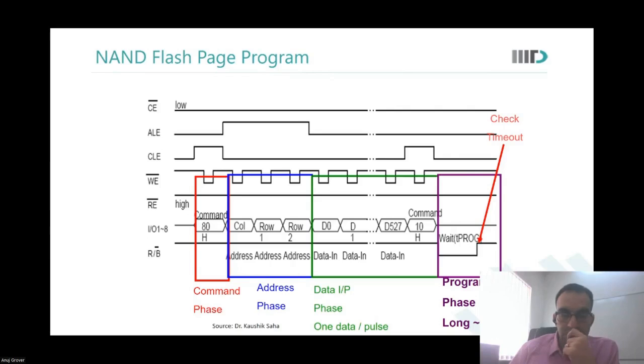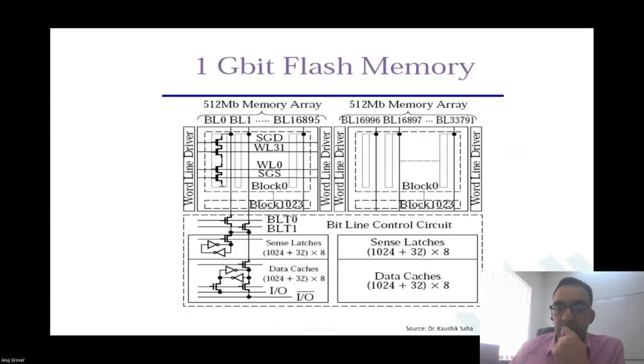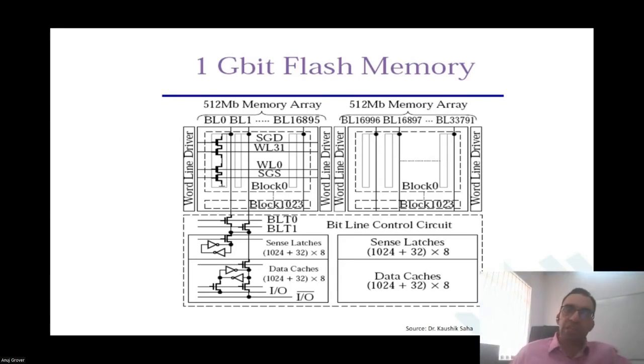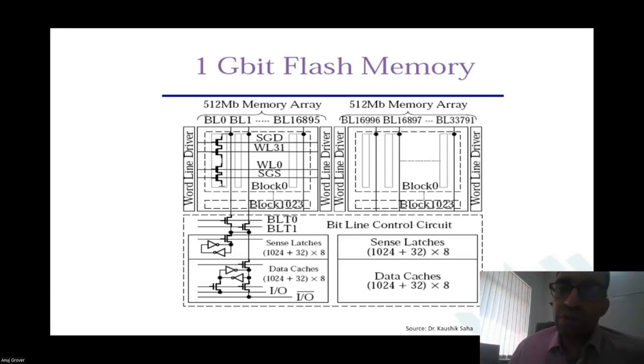Okay. So now let's look at if we were to design a 1 gigabit flash memory, how would we organize it? So first thing is that 1 gigabit thing will be separated into two banks of 512 megabits, let us say. And in each bank, there will be blocks. What is a block?